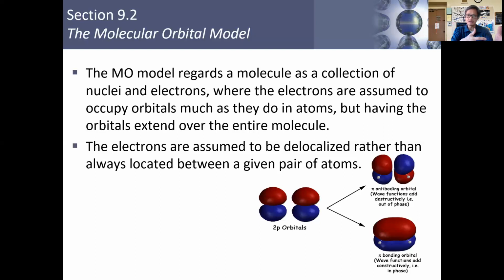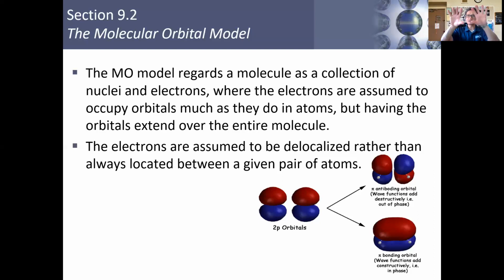This is unlike the localized electron model, where a single atom takes its atomic orbitals and blends them together to form these new hybrid orbitals. So in the localized electron model, it's one single atom taking its atomic orbitals, blending them together to form hybrid orbitals. In molecular orbital theory, two or more atoms get together. Two atoms, for our purposes now, blend together their atomic orbitals to form molecular orbitals.